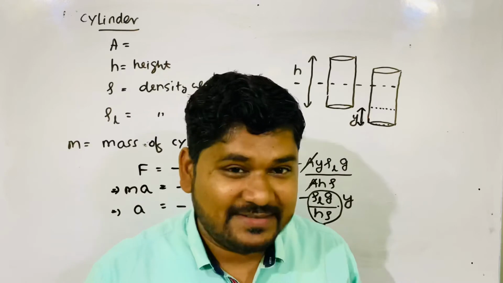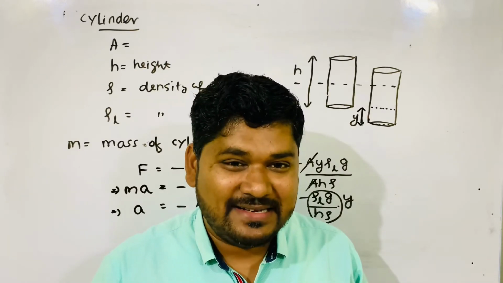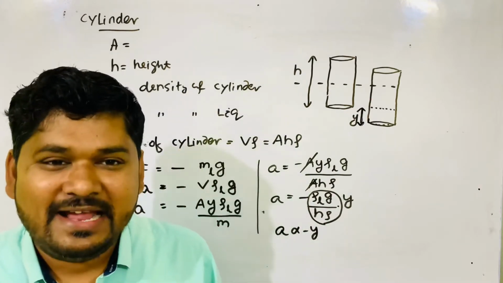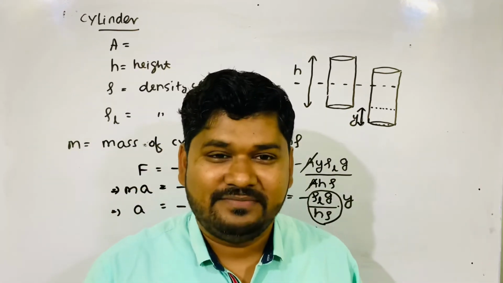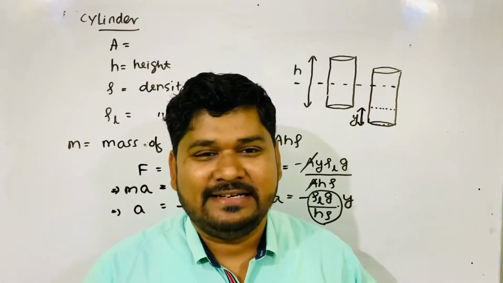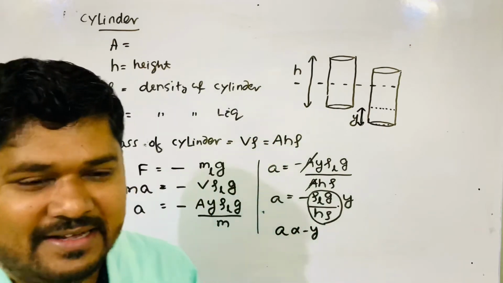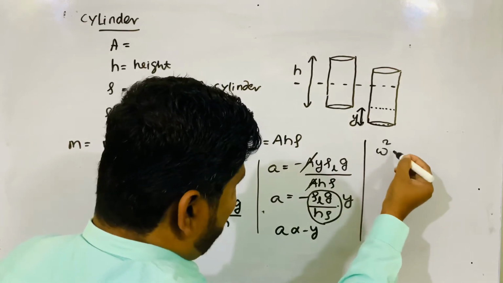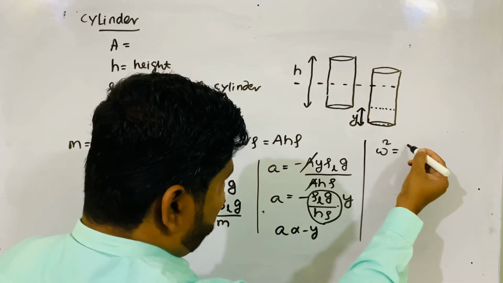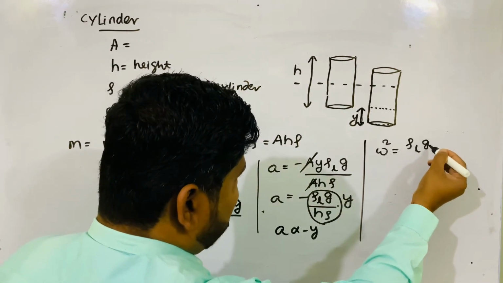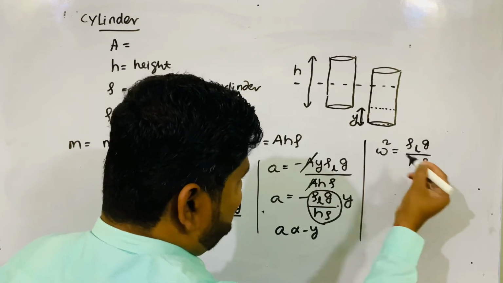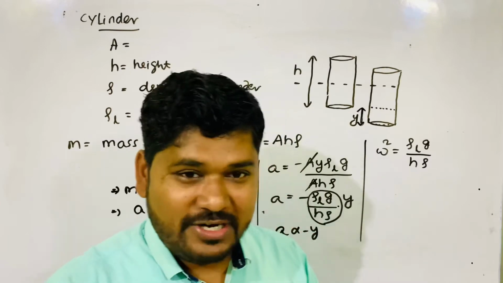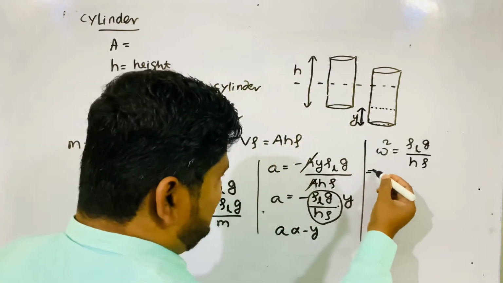Now what will we write? The cylinder on the surface of a liquid executes SHM when it is displaced slightly, where omega square is equal to how much? Rho L g by H rho. Then the time period I will find. Not required, you are able to do it. Okay, still I am doing it for you.